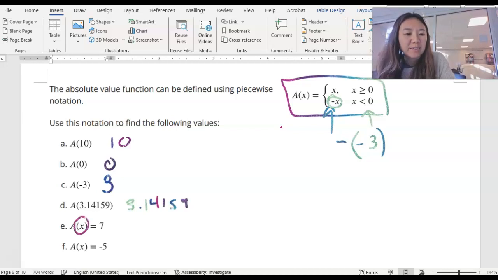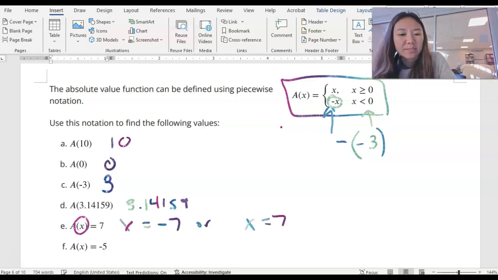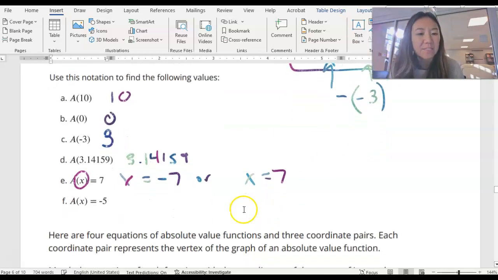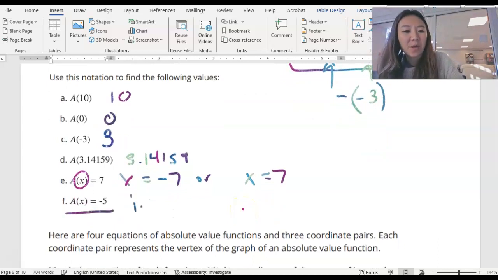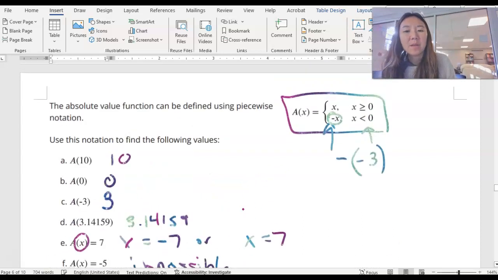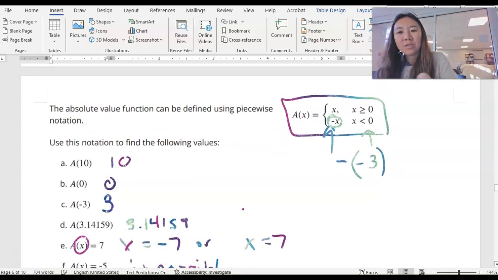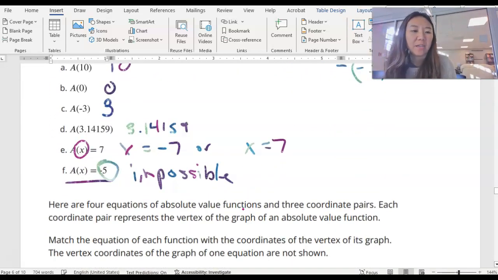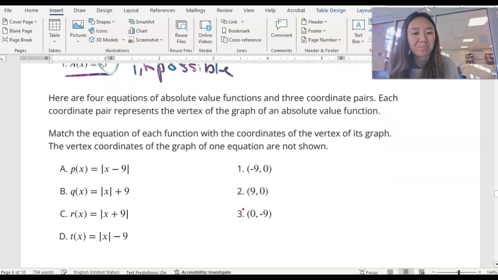And then to get a 7, x could equal negative 7 or x could equal positive 7. Either one would be accurate, because if I input a negative 7 there in my absolute value notation, I'll get a positive 7. A of x equals negative 5. So this is impossible. It's not going to happen, because whatever I put into here is going to produce a positive number, and we can't have a negative output with our absolute value.